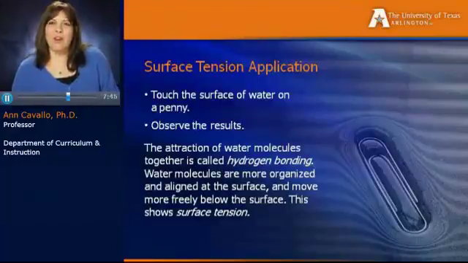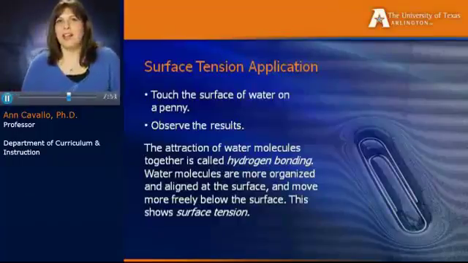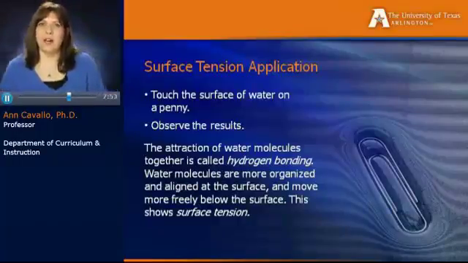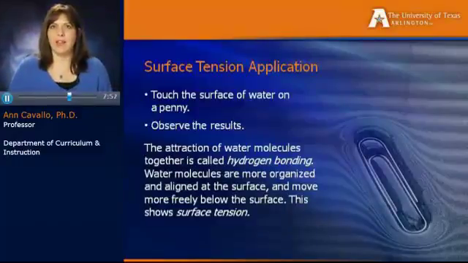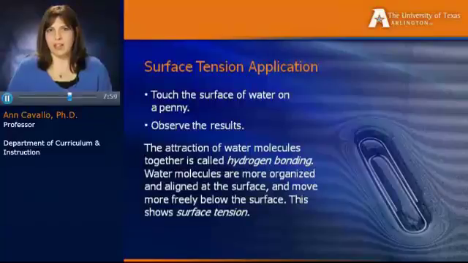We also discuss water insects and why they can scoot across the surface of the water without sinking. This is because of the special kind of water cohesion that's on the surface, where the water molecules are aligned more tightly together, and this is called surface tension.